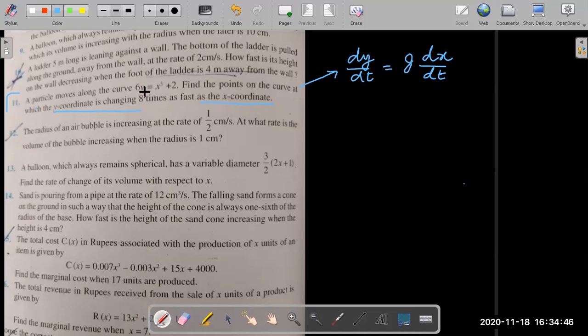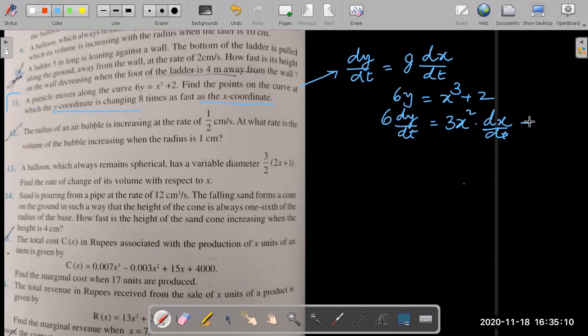So now we have 6y equal to x cube plus 2. Now differentiating left side and right side with respect to t: 6 into dy by dt equal to 3x square, chain rule, dx by dt, plus 2. Plus 2, when you differentiate, you get 0.